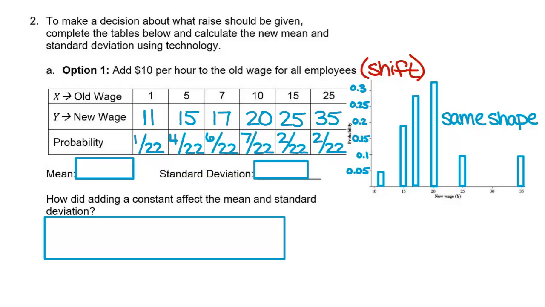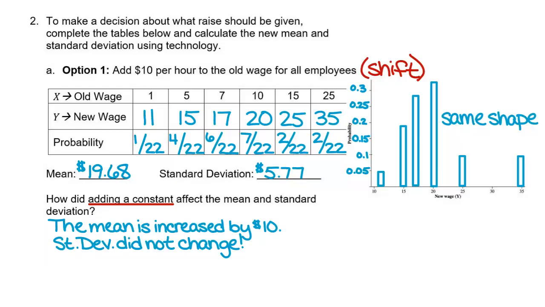Has anybody calculated the new mean? You said 19.68? That's what I got too. And what about standard deviation? 5.77. So how did adding a constant affect the mean and the standard deviation? It increased the mean by how much? By 10, right? What happened to the standard deviation? Stayed exactly the same. Standard deviation did not change.